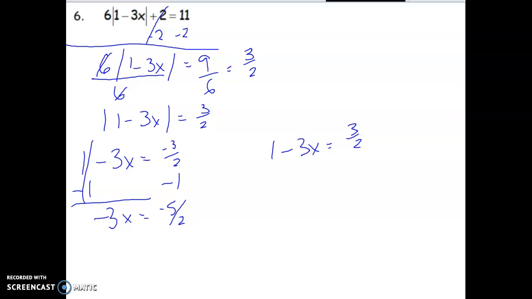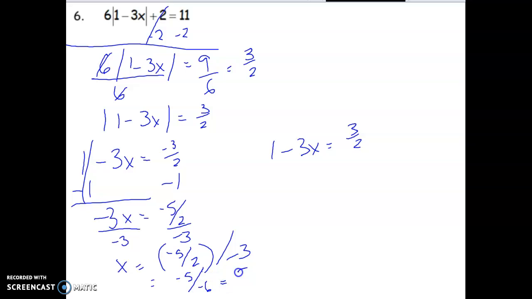You can put that in your calculator if you need to. Divide both sides by negative 3. Okay, now you guys be careful about how you put this in your calculator. You're going to have to type it in negative 5/2 in parentheses, divided by negative 3. So when you type that in, you should get negative 5 over negative 6, which is positive 5/6, right? Because negative divided by negative is a positive.